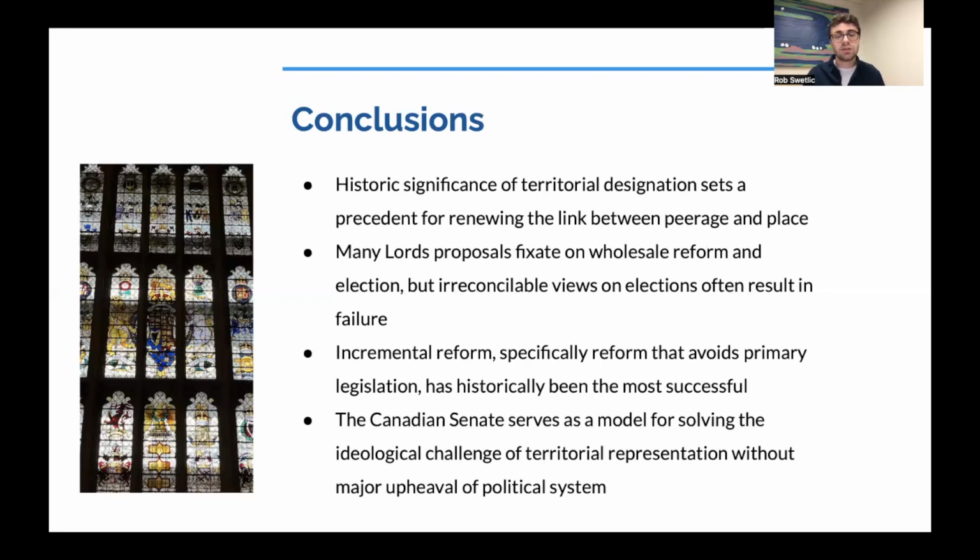The Canadian Senate serves as a model for solving these ideological challenges of territorial representation without major upheaval of the political system, and gives us a good example of how the prerogative of the Prime Minister is preserved alongside territorial representation in an upper chamber in a Westminster system. While some may consider peers the surviving vestiges of a feudal era, re-examining the past and reclaiming links from the past and modernizing them for a contemporary context could be the primary way to honor the chamber's legacy while also modifying it for the contemporary era.